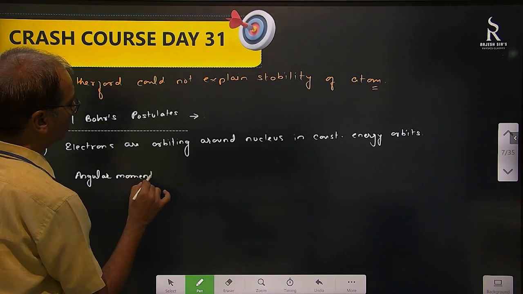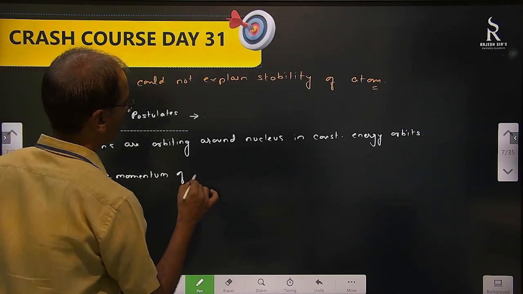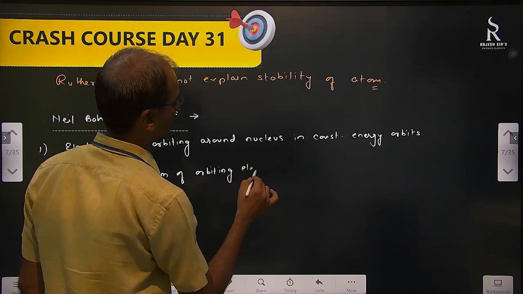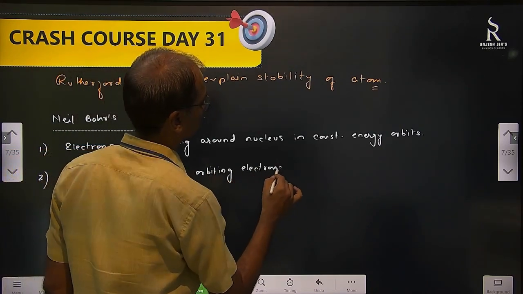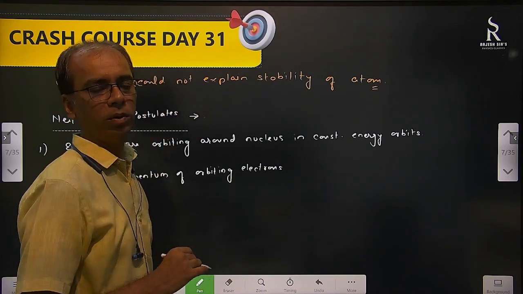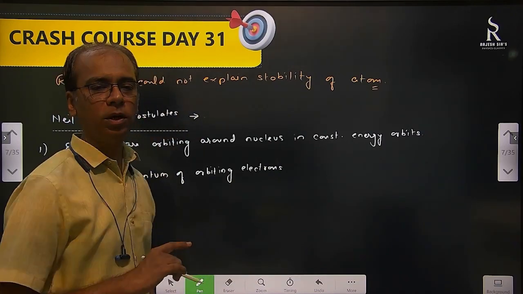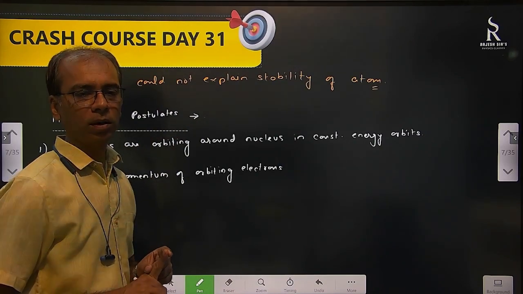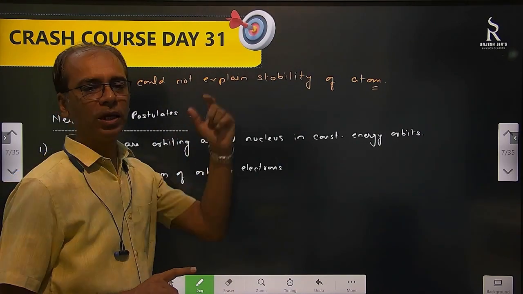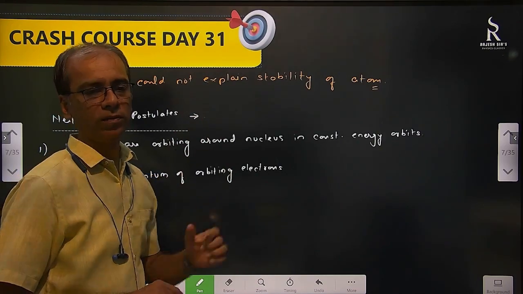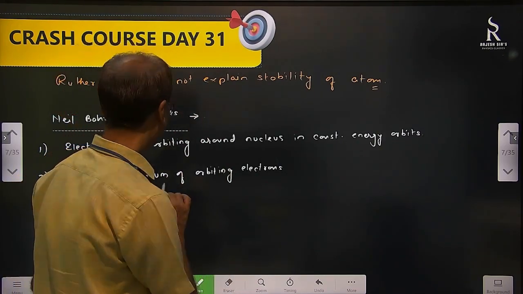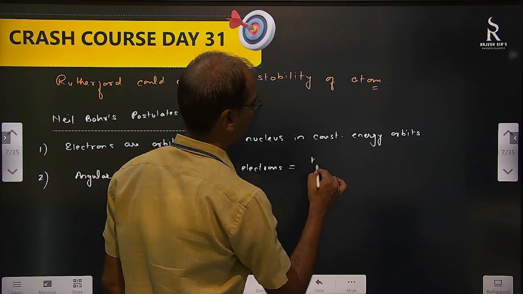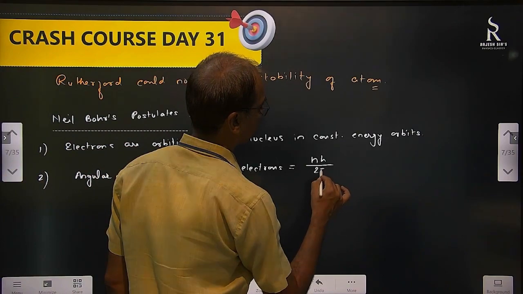Angular momentum of orbiting electrons is equal to nh by 2 pi. What is n? It has to be a whole number, and it is the shell in which they are orbiting. So the angular momentum of an orbiting electron is a whole number multiple of h by 2 pi, where h is Planck's constant.